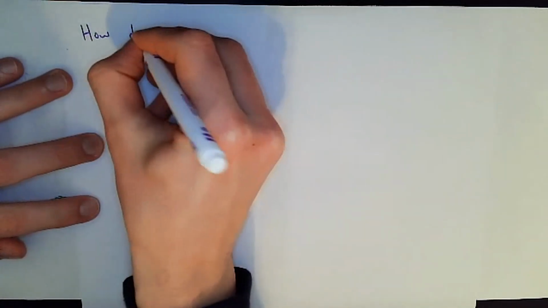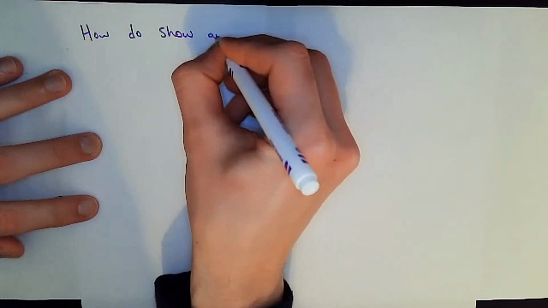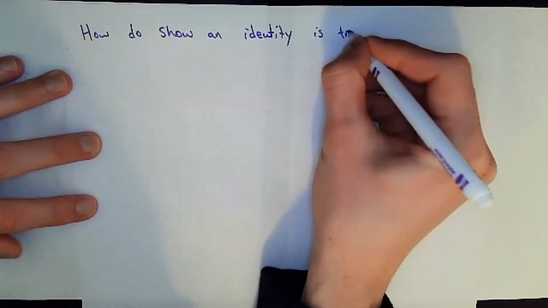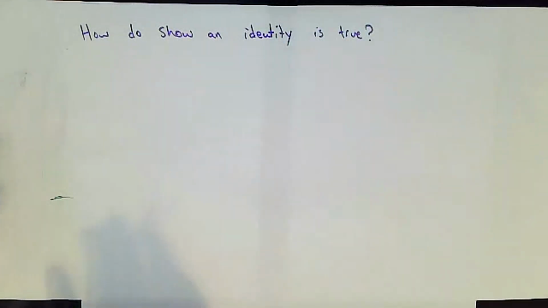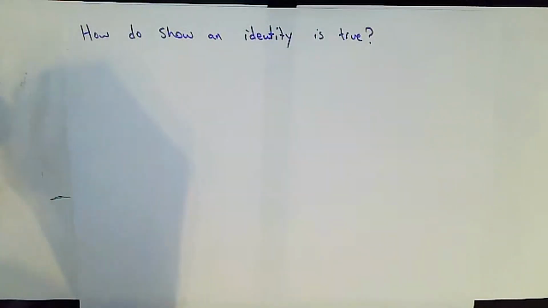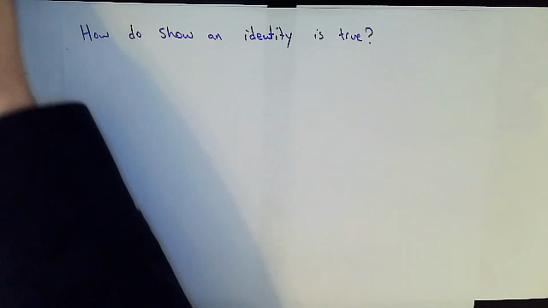Okay, so if we're given an identity, how do we prove it's true? That's going to be the next set of examples here, the next chunk of the lecture. Well, how do we show an identity is true? So we're going to talk about that. But first, let me point out how we show an identity is not true. Let me show you an example of that.